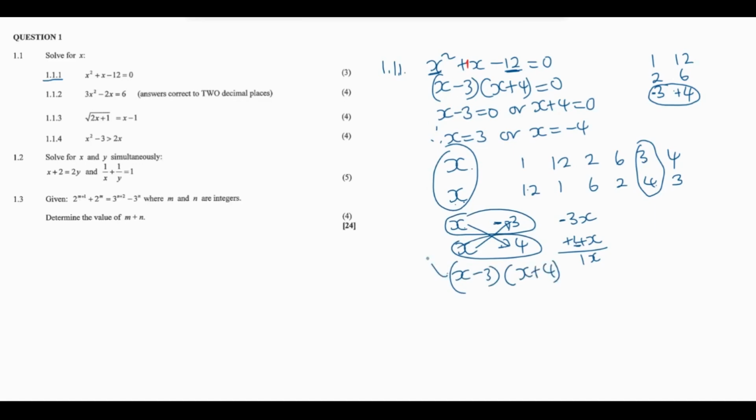Okay, right. But this is just the same as this. And then from there you continue and get x is equal to 3, or x is equal to negative 4. How do we get our marks here? This is 3 marks. So we get the marks for the factors and then the marks for the two answers. Okay, that is 3 marks.